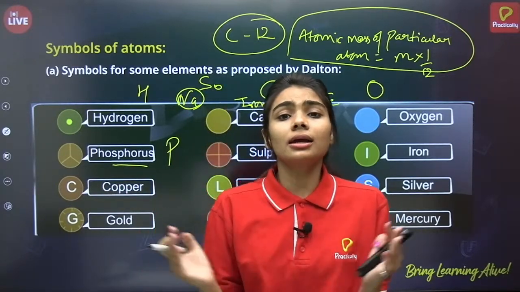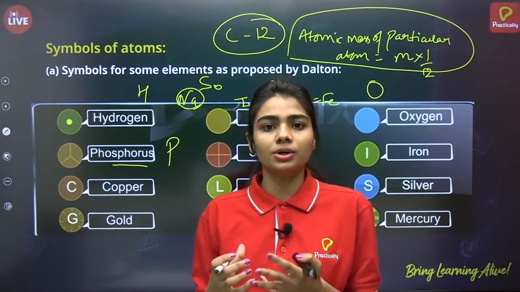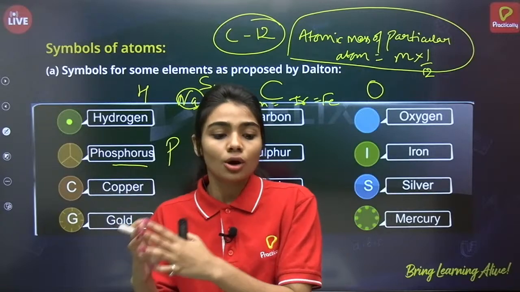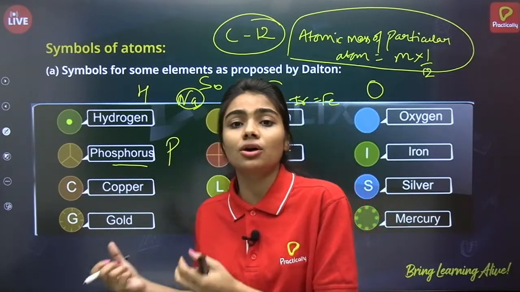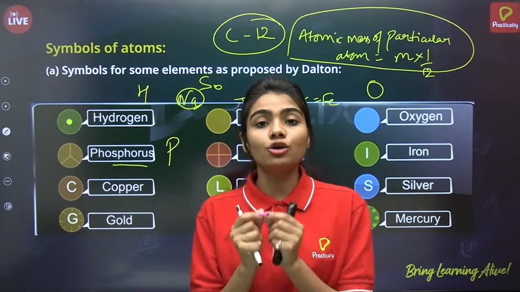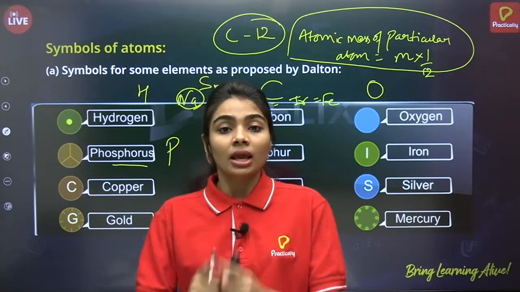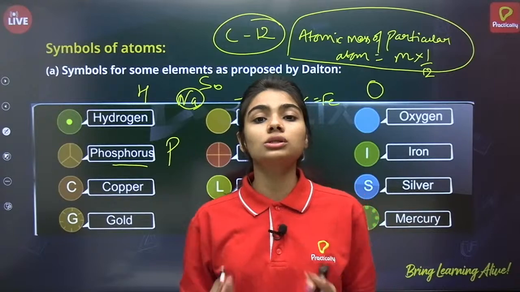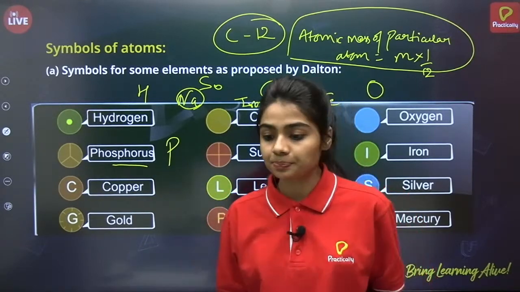So who gives these names to these elements? Is there any particular community or institution which names these particular elements or atoms? So who is that? That is IUPAC. IUPAC stands for International Union of Pure and Applied Chemistry. It sets all the rules for naming and giving symbols to these elements.